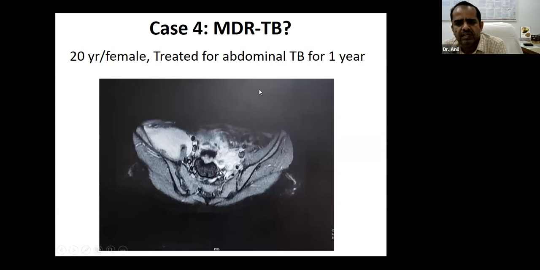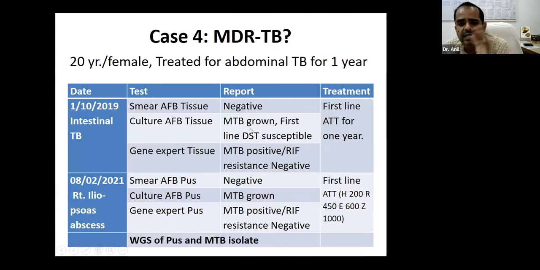This is a case of intestinal tuberculosis treated for 1 year. A 20-year-old female was being treated for intestinal tuberculosis for 1 year. She comes back with a large ileus abscess. This is the large abscess on the right side. Initially, the intestinal biopsy showed granulomatous lesions, smear was negative, culture was positive, GeneXpert was positive, rifampicin resistance negative. First-line ATT was given for 1 year, and then she comes with the large abscess.